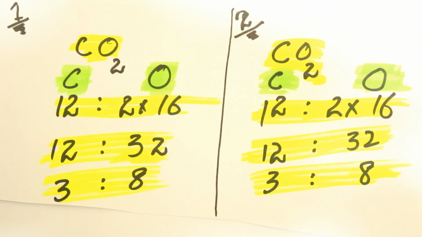After discussing all these examples, we come to the conclusion that whatever the source of the compound is, the ratio between the different elements in a compound will be exactly the same. So this is what the law of definite proportion means.